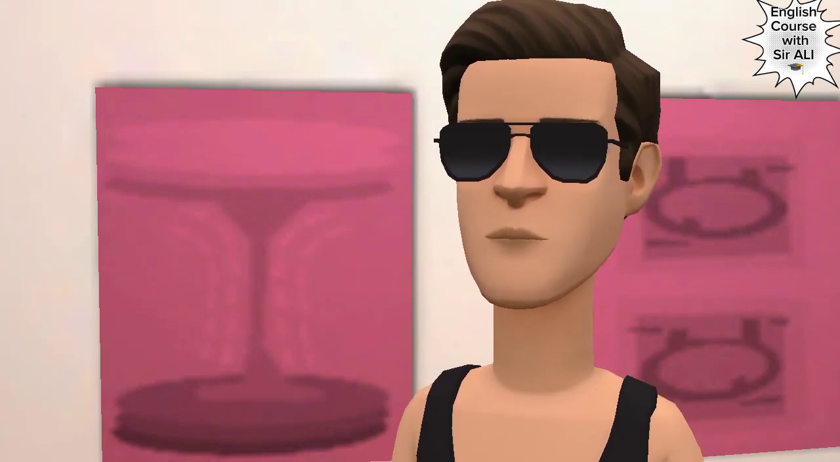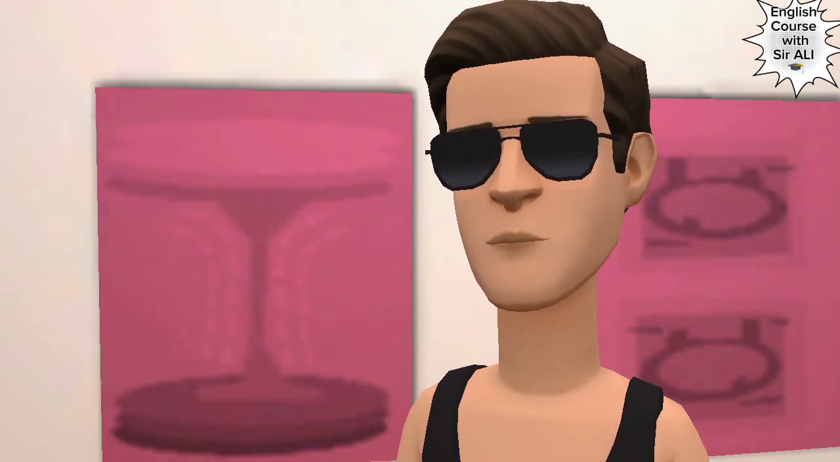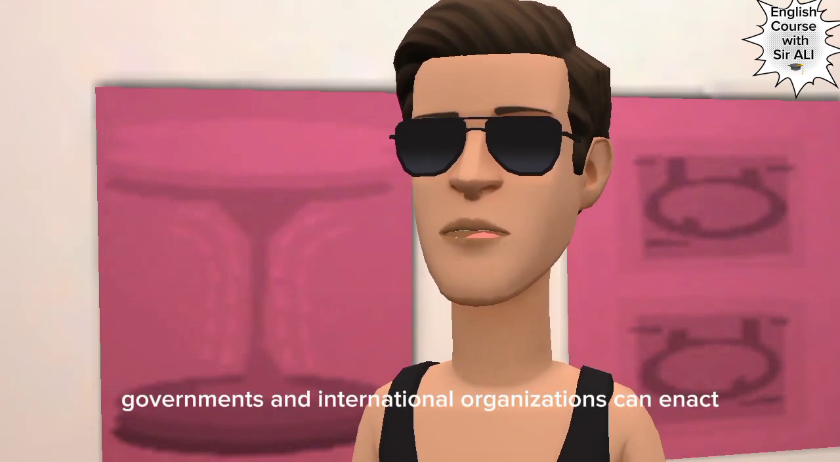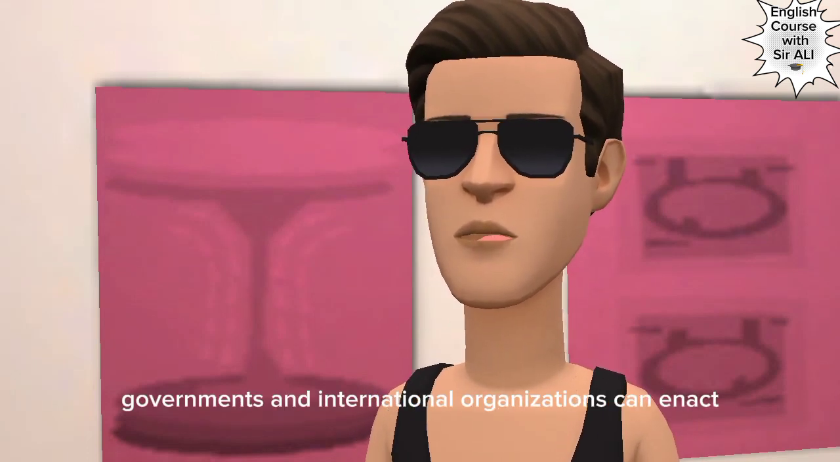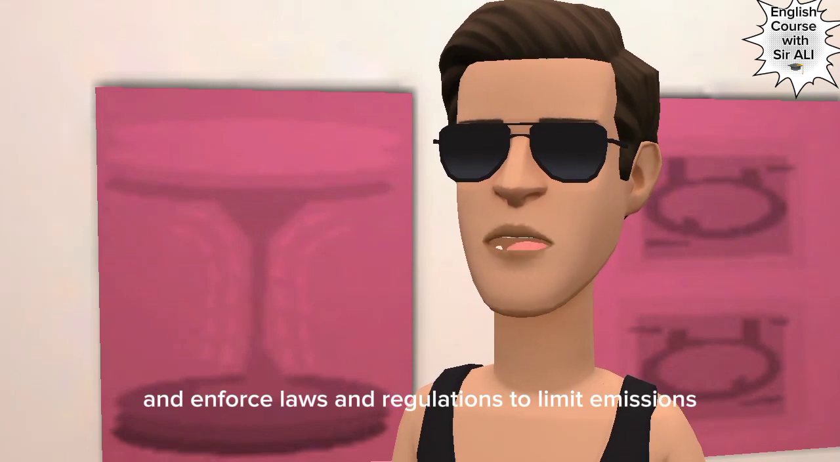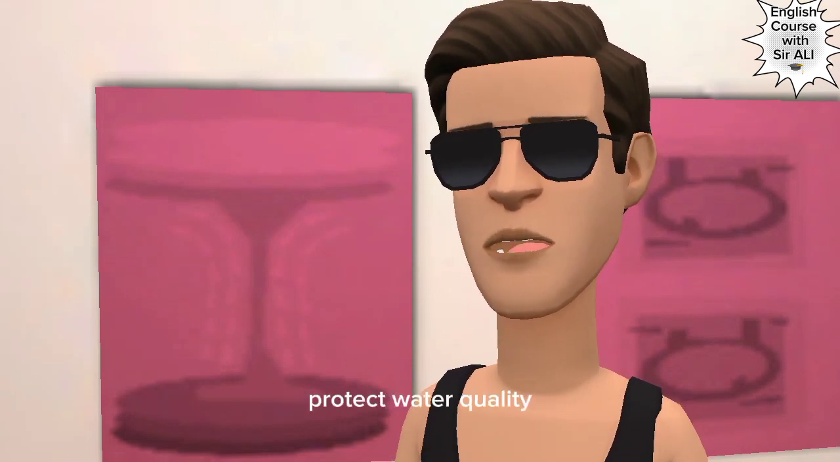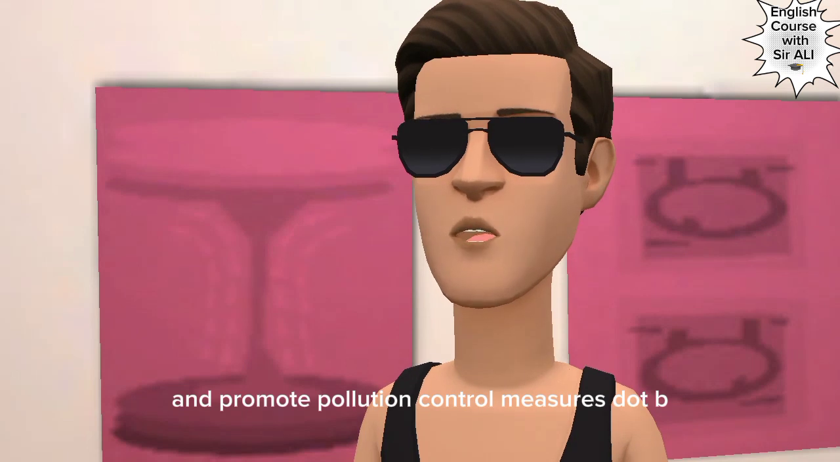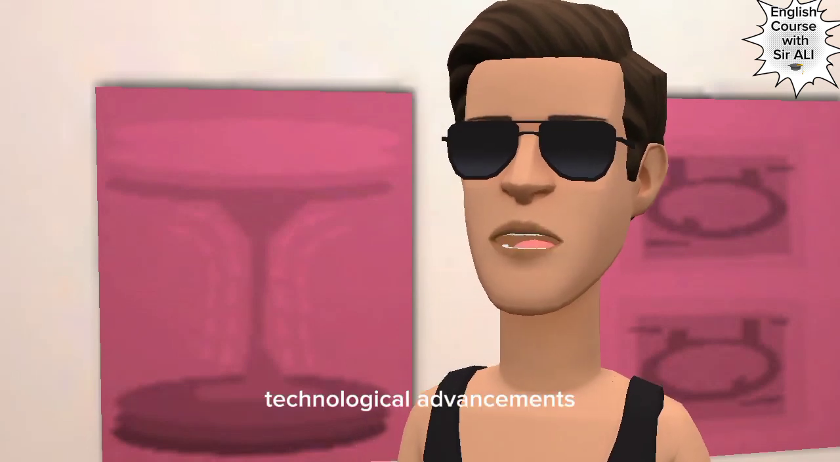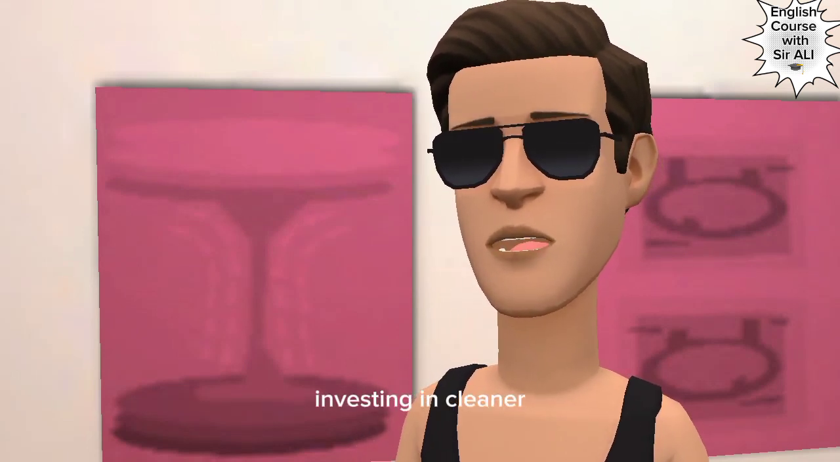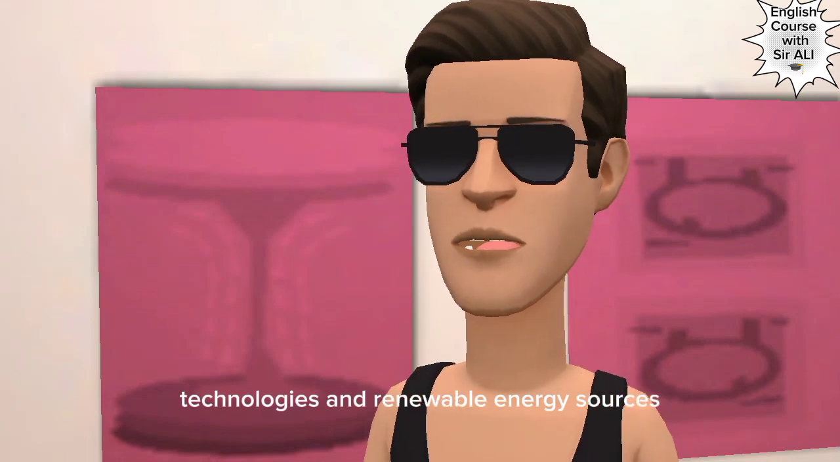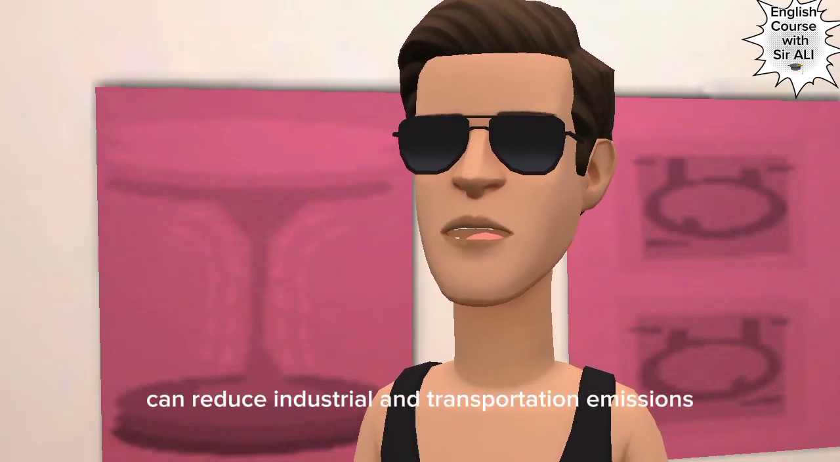4. Solutions to pollution. A. Regulatory measures. Governments and international organizations can enact and enforce laws and regulations to limit emissions, protect water quality, and promote pollution control measures. B. Technological advancements. Investing in cleaner technologies and renewable energy sources can reduce industrial and transportation emissions.